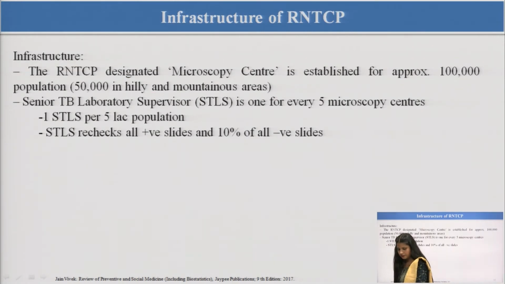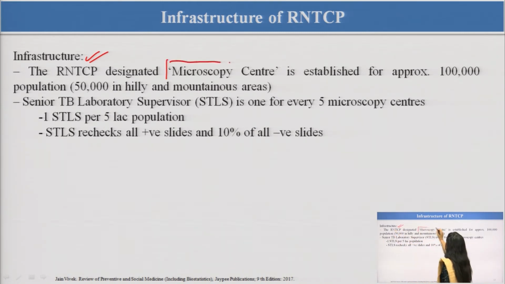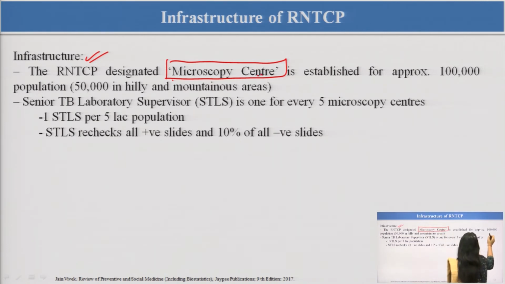Now, see infrastructure. The RNTCP, under this revised national tuberculosis program, has set up microscopy centers. These microscopy centers are established for every 1 lakh population.